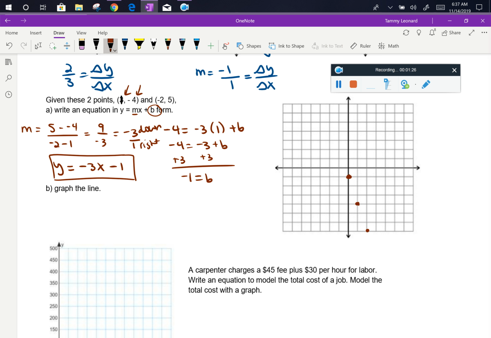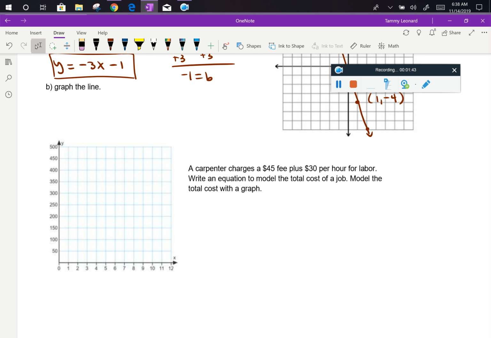We'll do that as far as we can go on the graph, and then reverse it to go up 3 and left 1, and draw our line, remembering to put arrows on the ends to label the y-intercept and at least one other point along the line.